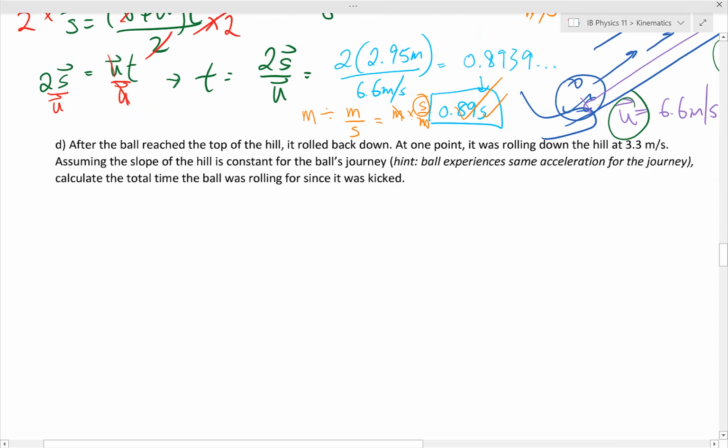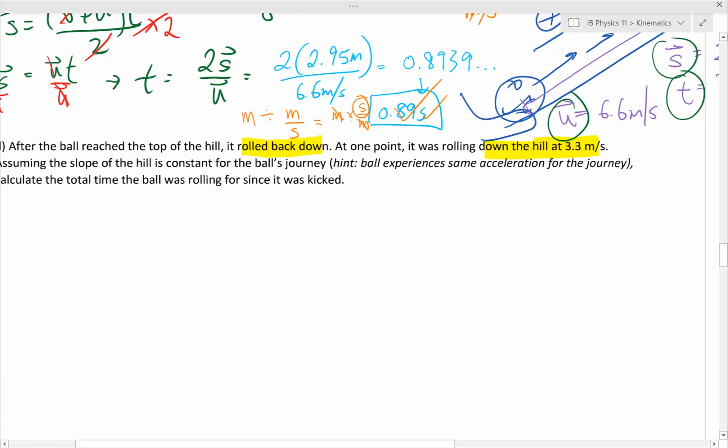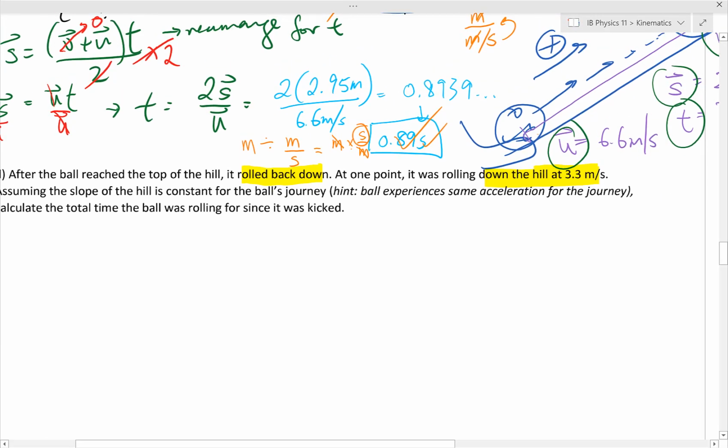After the ball reaches the top of the hill, it rolls back down. Okay, so it's back down now. When it is rolling down the hill, it's going down at 3.3 meters per second. Now, given that our directionality is going up the hill being positive, that velocity is going to have a negative value. I'm going to label that velocity as our final value because it looks like that's the end point we're looking at, because we know the starting point.